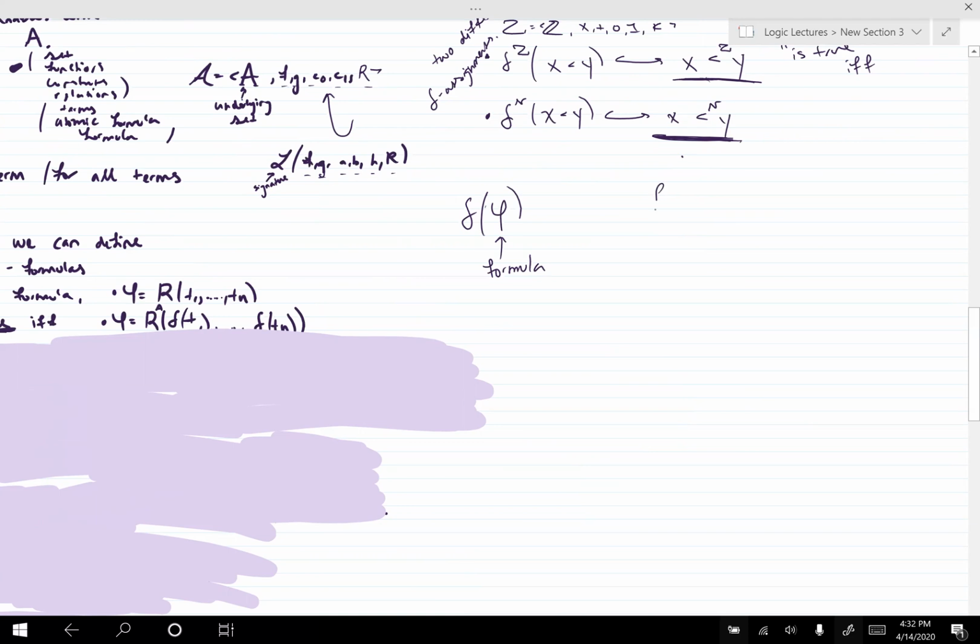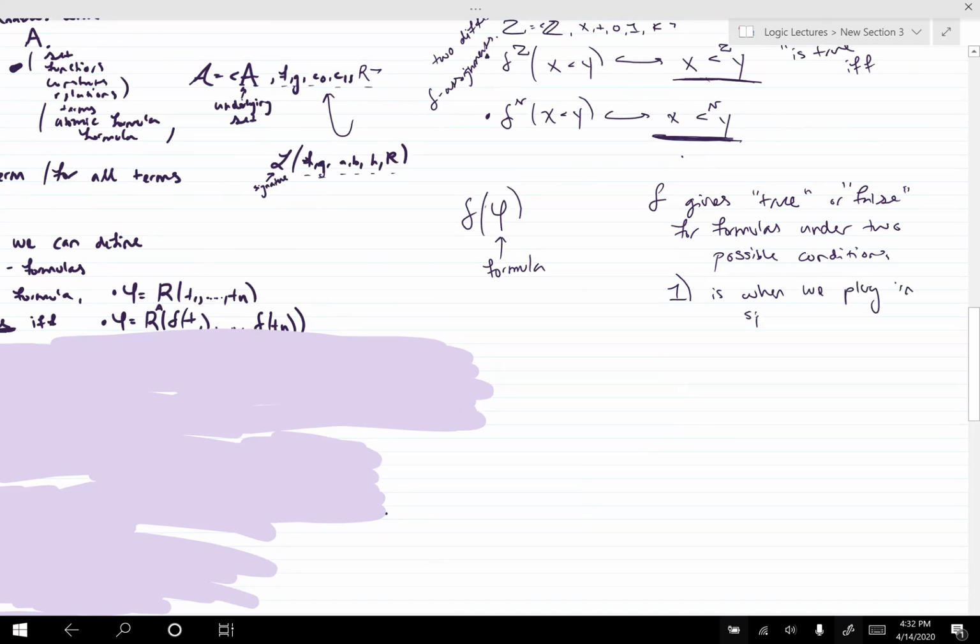Let's see. Delta gives true or false for formulas under two possible conditions. The first condition is when the term or the formula is when we plug in specific values. Specific terms, which can be evaluated.